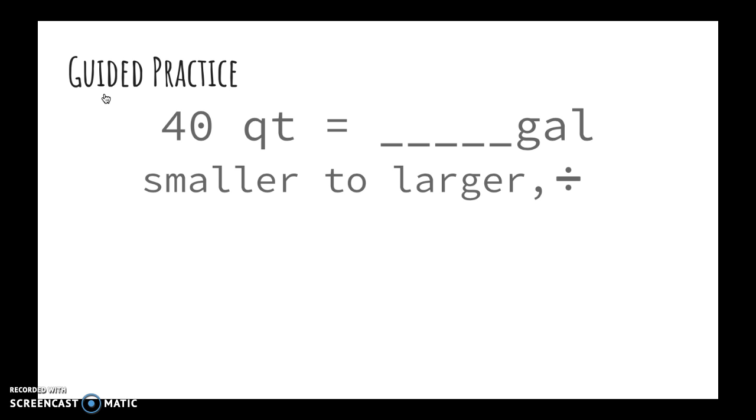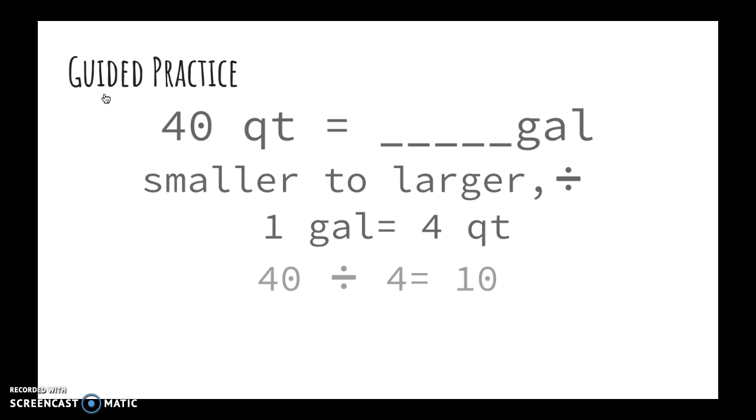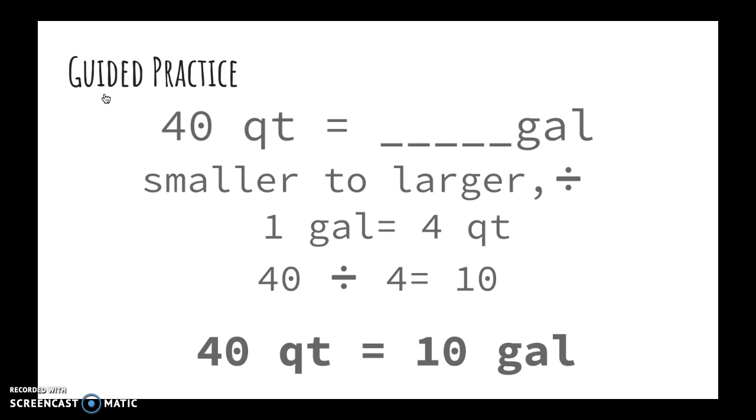How many quarts are equal to 1 gallon? 1 gallon is equal to 4 quarts. So we are going to divide 40 by 4. 40 divided by 4 equals 10. Therefore, 40 quarts are equal to 10 gallons.